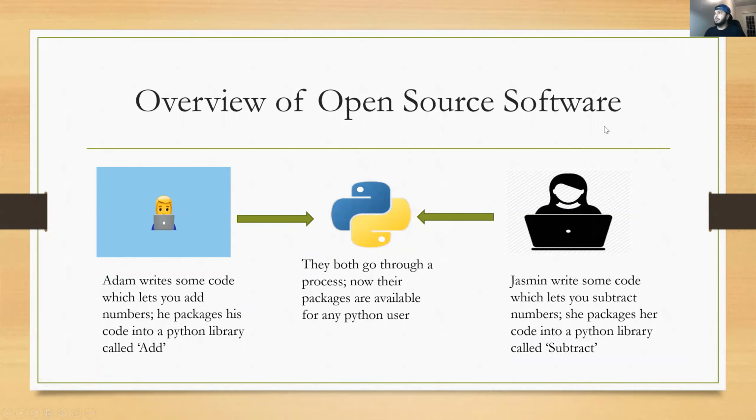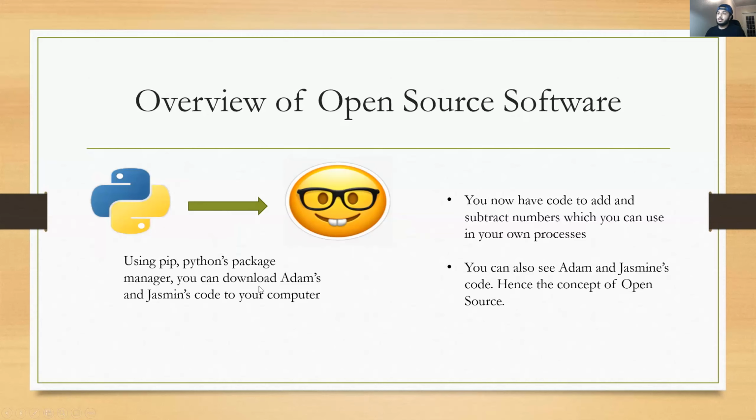So you would use pip, which is Python's package manager. You can install Adam's package, which is add, and you can install Jasmine's package, which is subtract. You can install it on your computer and use it. So you actually did not have to write your own code to add and subtract numbers. You can basically use the library that's already been written by somebody else to do that.